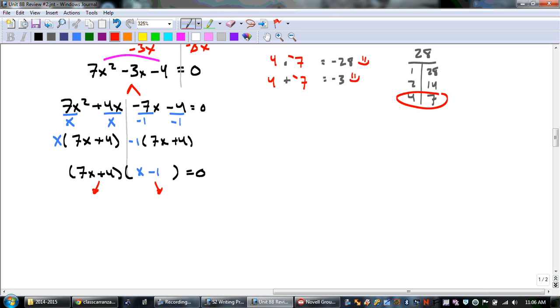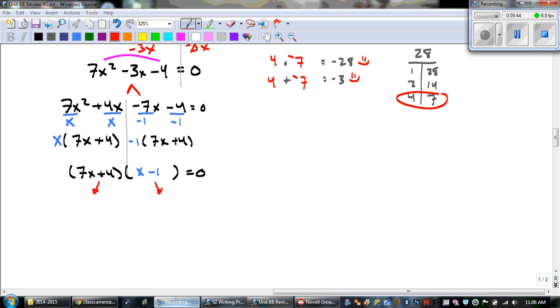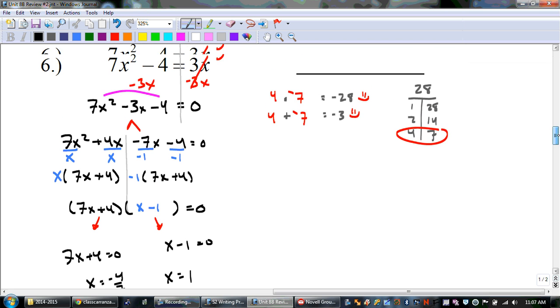So I'm going to let you guys do that on your own. Go ahead and pause the video, and good luck. Okay, and there are your two answers, x equals negative 4 over 7 and x equals 1.